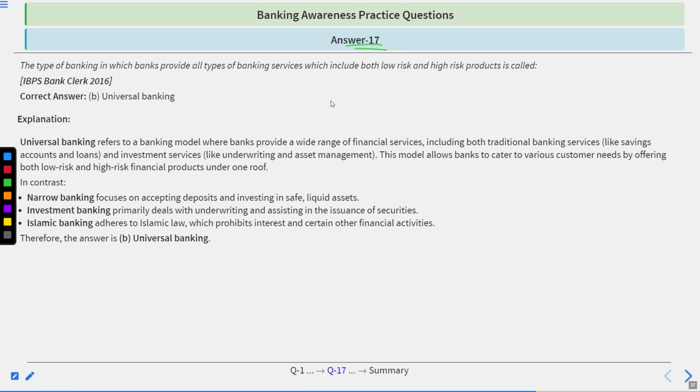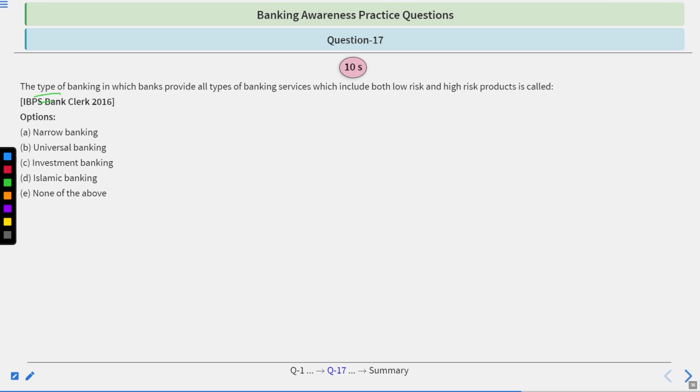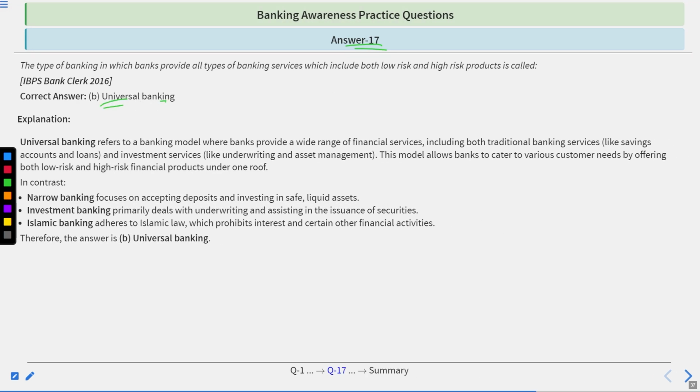Question number 17. The type of banking in which banks provide all types of banking services, including both low risk and high risk products, is called: narrow banking, universal banking, investment banking, Islamic banking, none of these. To answer this, you will have 10 seconds. Time starts now. Time's up. Correct answer is B, universal banking.